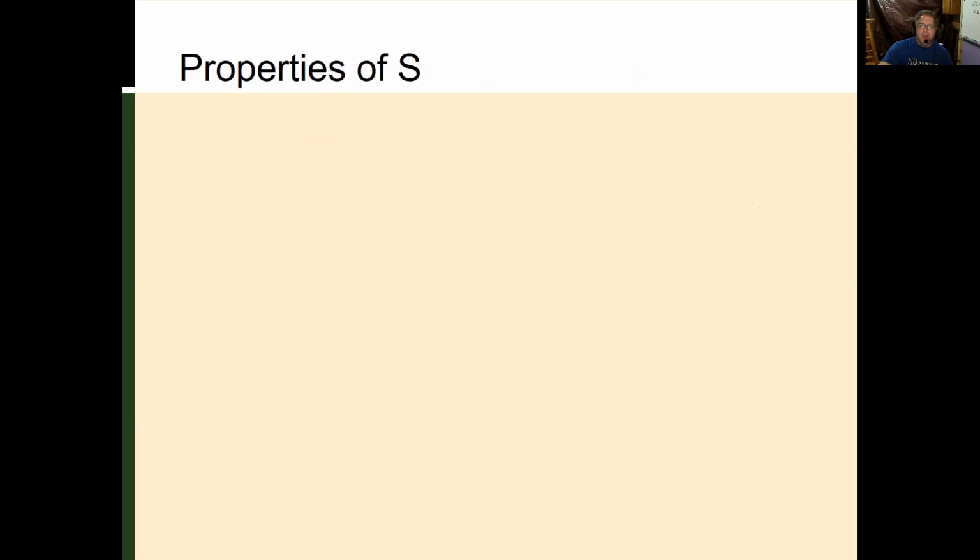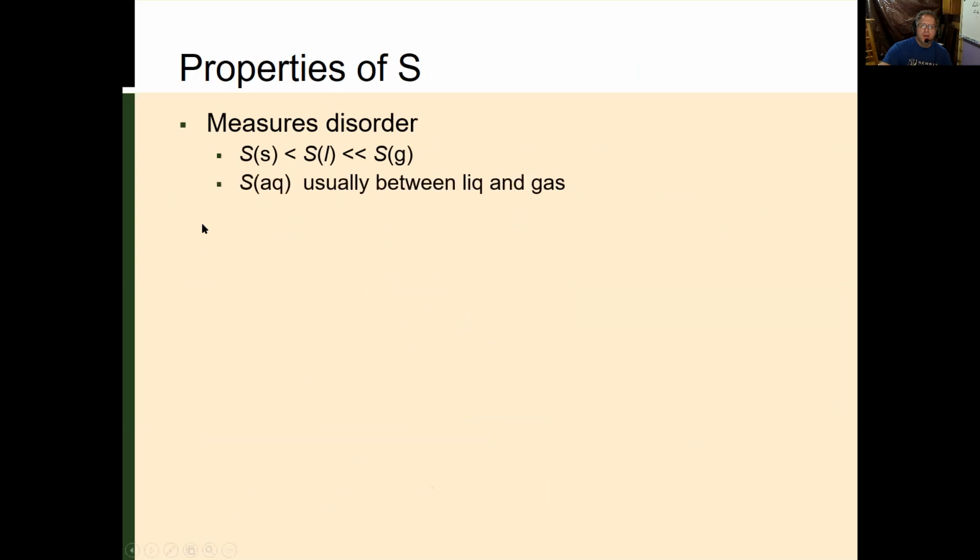Okay, let's take a look at S. S measures disorder. No, it really measures the more possible arrangements, but I'll accept the book's value on this. Entropy for a solid is going to be the lowest because it has the fewest ways it can be arranged. A liquid has more arrangements. A gas has far, far more. Okay. Aqueous is usually between a liquid and a gas, but it depends on the system.